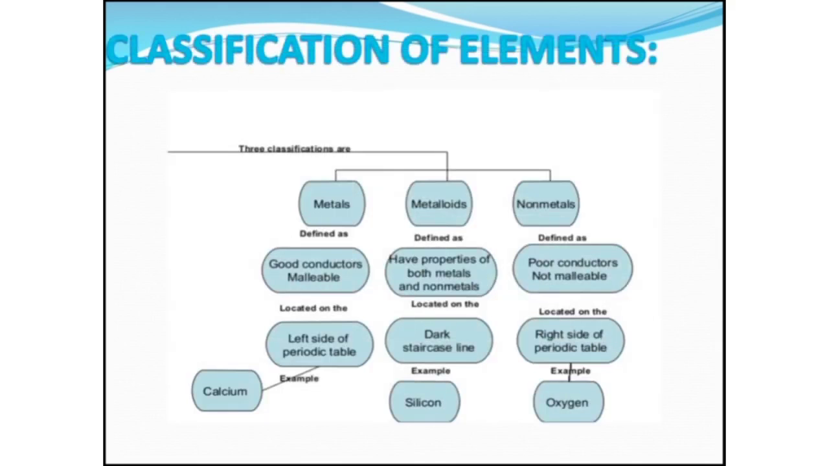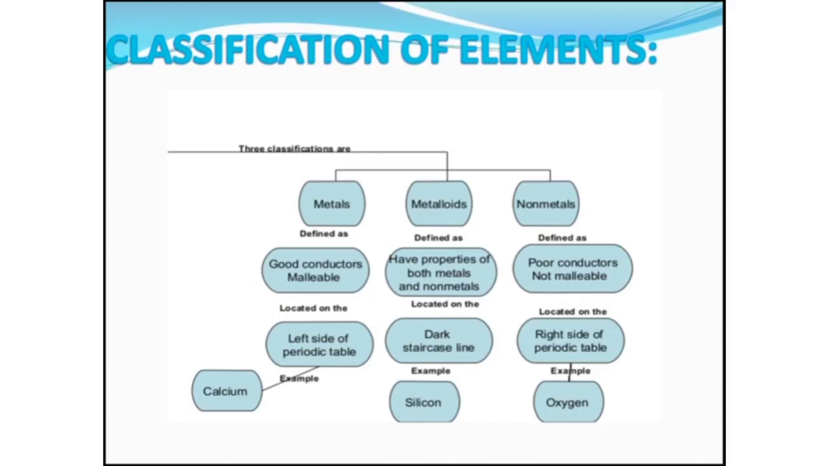First, the classification of elements. There are three classifications: metals, non-metals and metalloids. Metals are defined as good conductors and are malleable, and they are located on the left side of the periodic table, for example calcium and the alkaline earth metals. Non-metals are defined as poor conductors and not malleable, and they are located on the right side of the periodic table, for example oxygen, the noble gases and the halogen family.